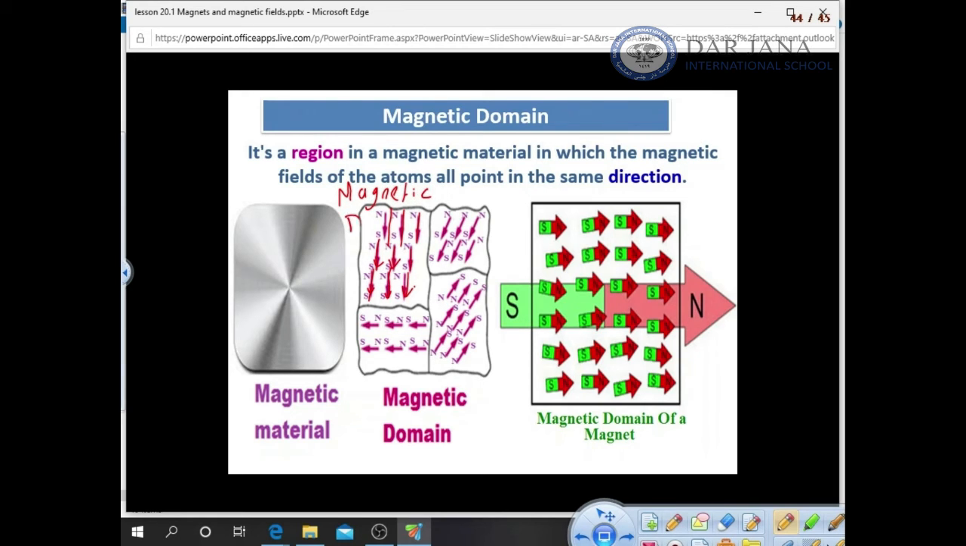What do I mean by magnetic domain? When all the atoms have the same direction, as we can see here, all the atoms have the same direction. So this is called what? Magnetic domain.